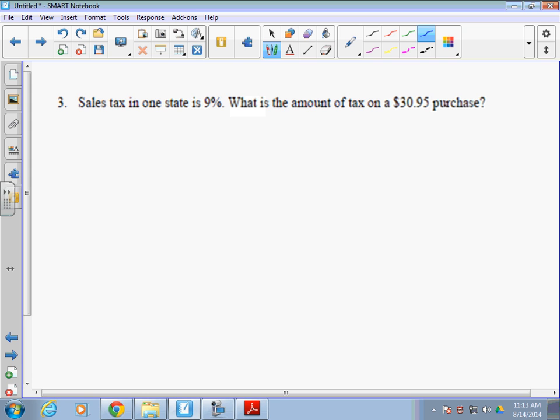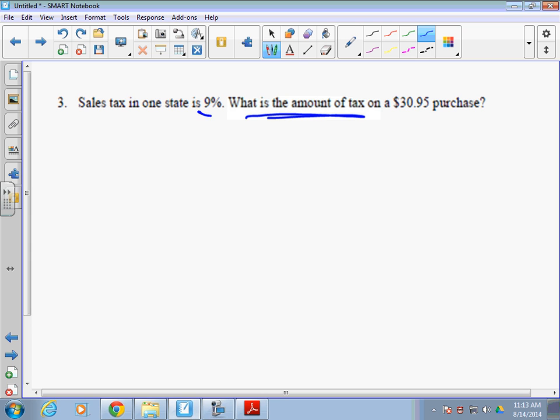It says sales tax in one state is 9% on a $30.95 purchase. What's the amount of tax you're going to pay? Notice what the question says. What's the amount of tax? Had it said what you total, you'd have to find that tax and then add it back. We're just looking for the tax itself.